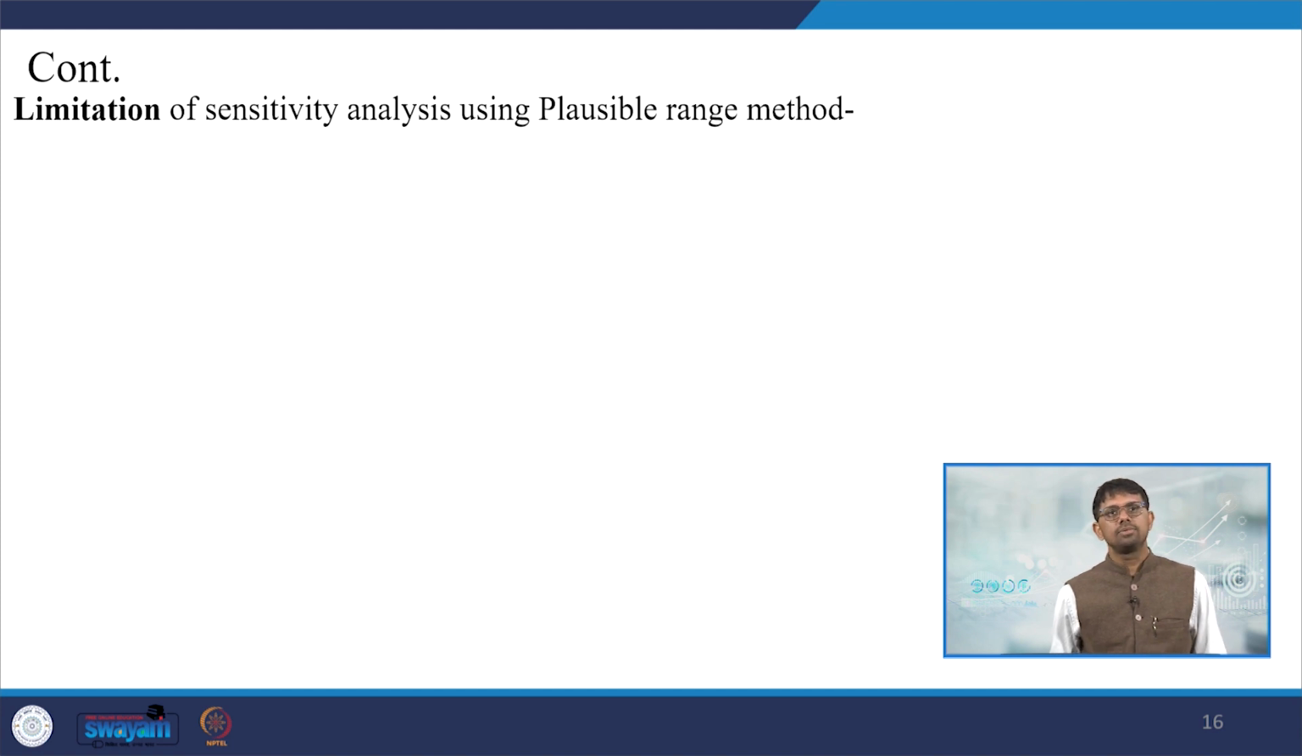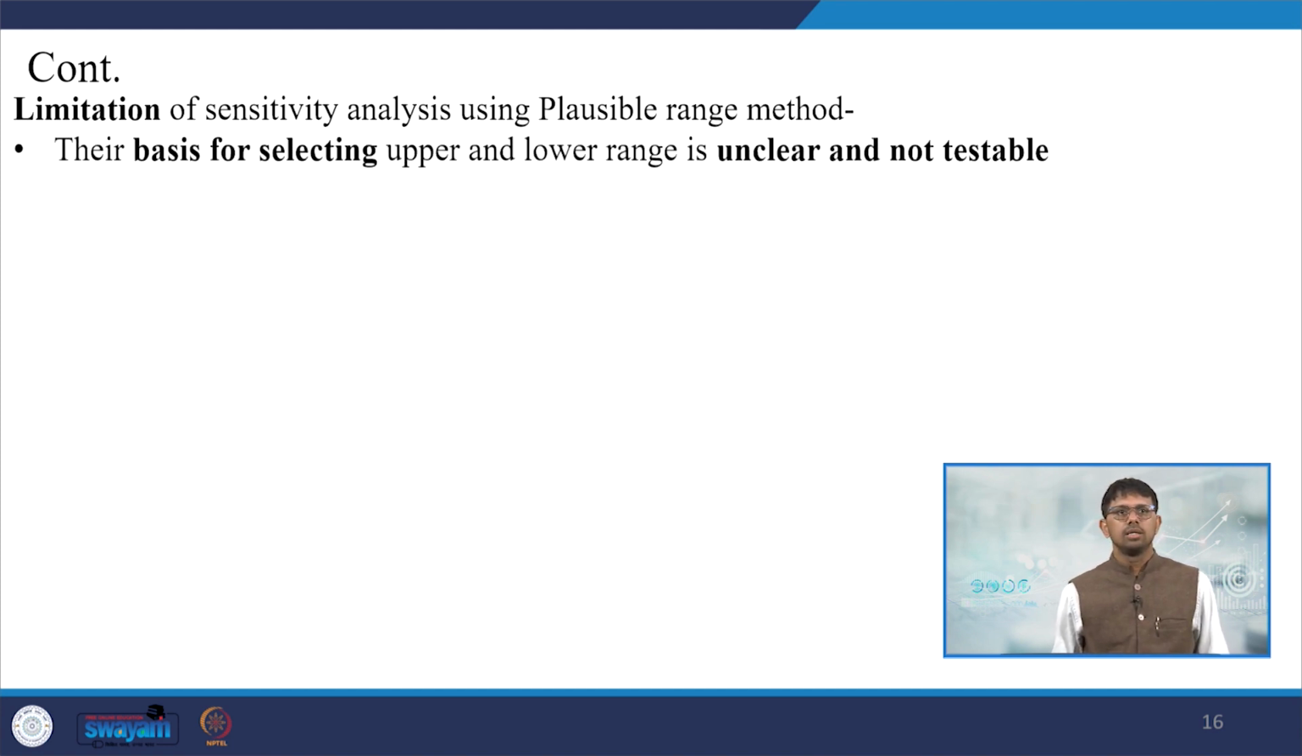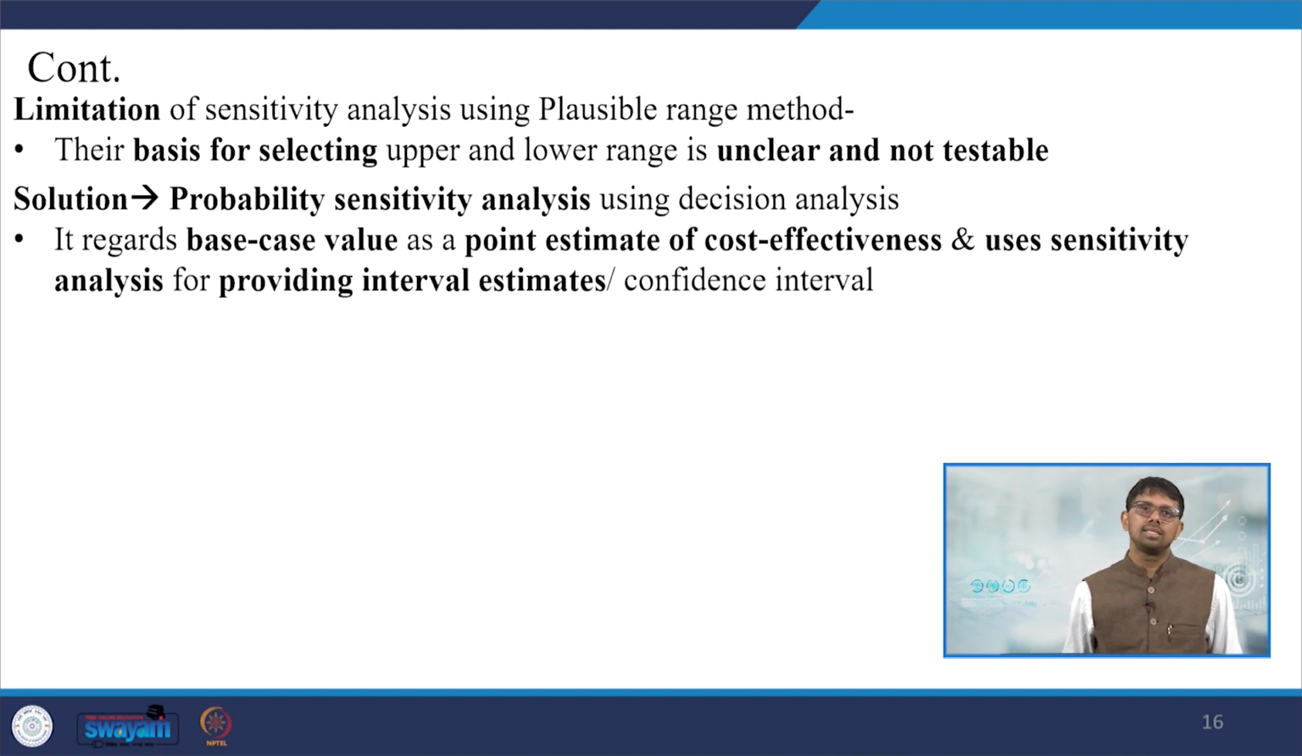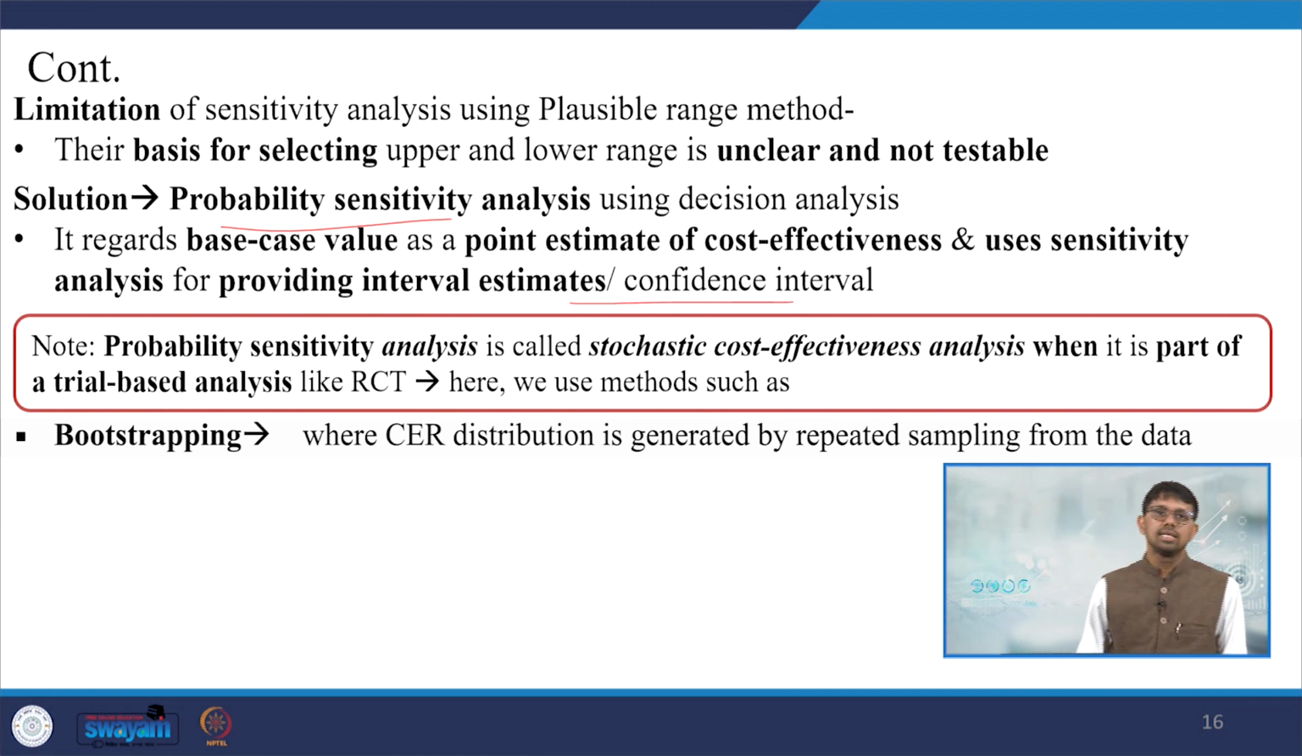The limitation of sensitivity analysis using plausible range methods is that the basis for selecting upper and lower ranges is unclear and not testable. To solve this, probabilistic sensitivity analysis using decision analysis is required. It regards the base case value as a point estimate of cost effectiveness and uses sensitivity analysis for providing interval estimates or confidence intervals. Probabilistic sensitivity analysis is also called stochastic cost effectiveness analysis when it is part of a trial based analysis like an RCT, randomized controlled trial.